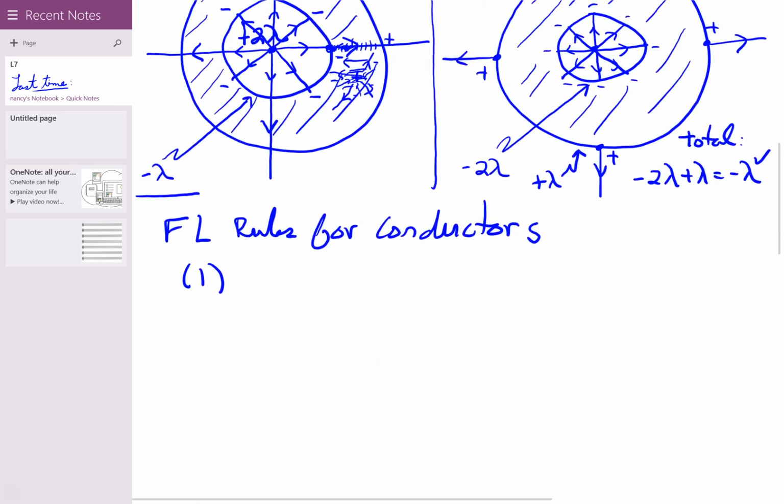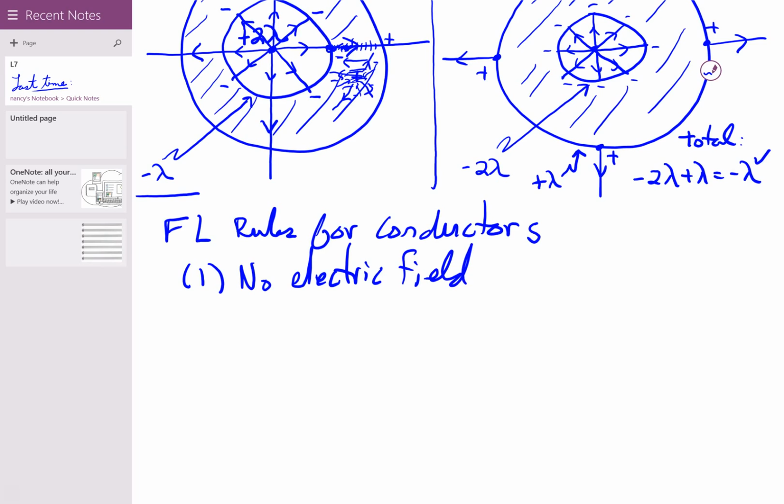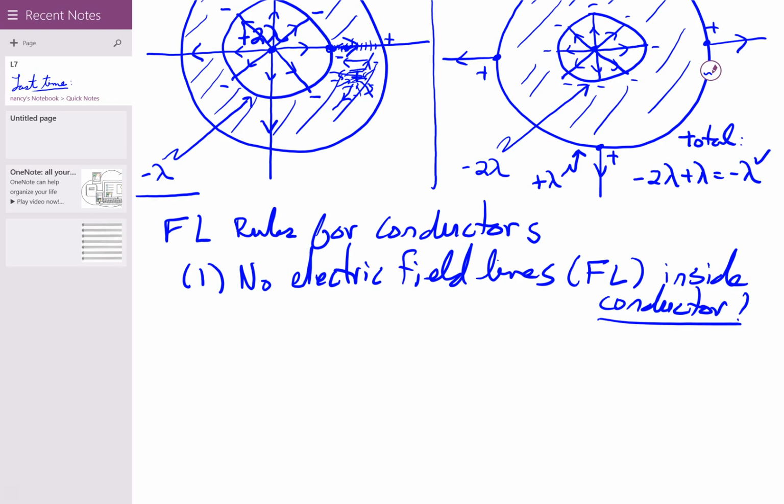So our first field line rule for conductors is that there can be no electric field lines, which we'll just be calling FL for short, inside the conductor. That's our first rule. The second rule then has to do with a consequence of this rule, really.